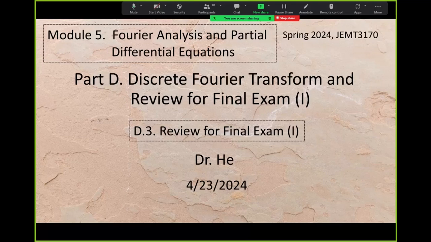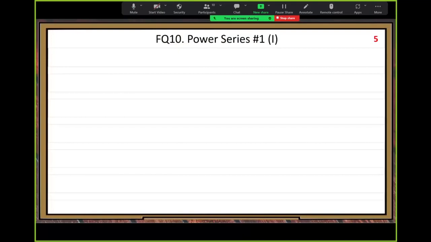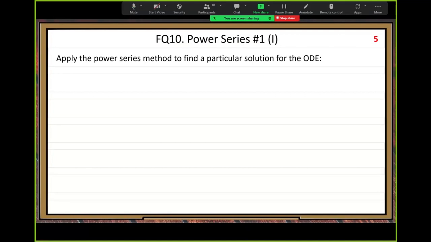Final exam part 1, first full question. FQ10, power series number 1. For this part, it's very easy, but the computation could be very hard. So I tried to make the equation not too hard when you do the computation. Here I choose these numbers.